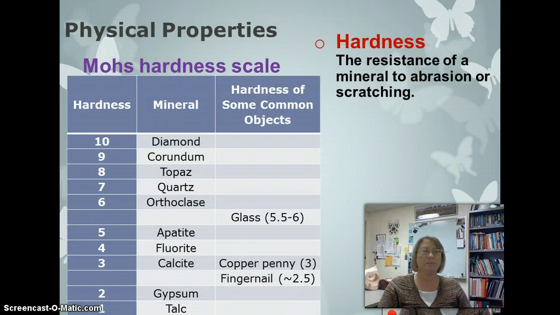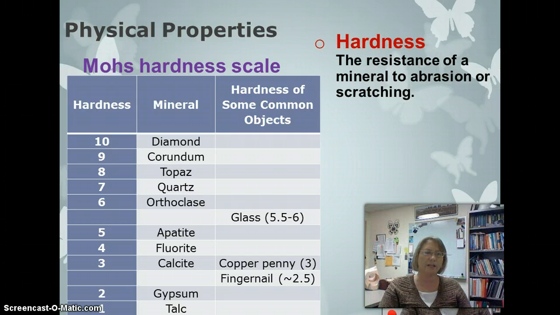The next physical characteristic that we would look at is hardness. Hardness is a mineral's resistance to abrasion or scratching. With any mineral, we put it on a scale from 1 to 10. This is referred to as Mohs hardness scale. If we look over here to the left, we see an example of Mohs hardness scale. On Mohs hardness scale, we use 10 separate minerals to identify these particular hardnesses.